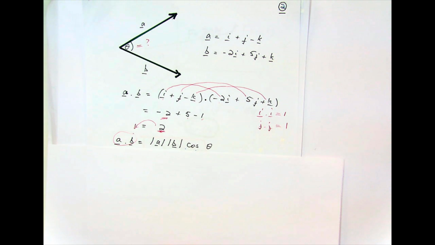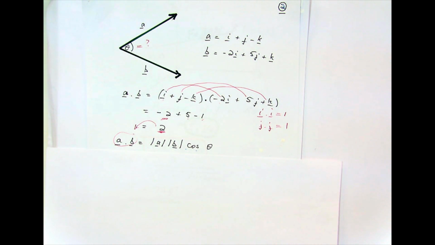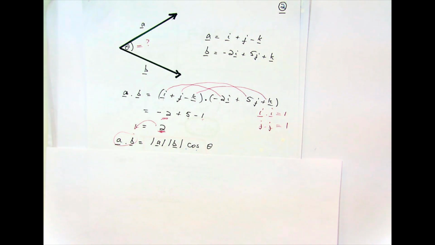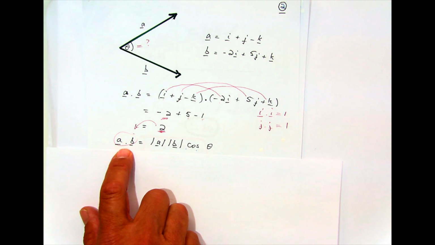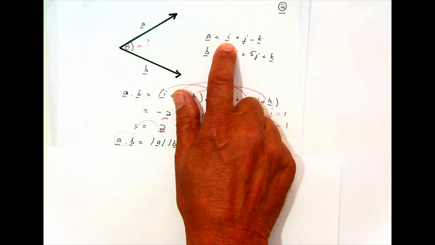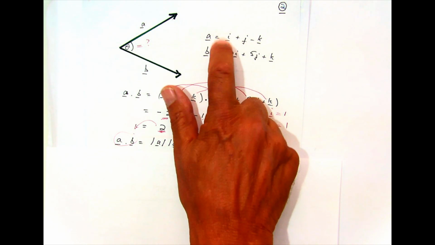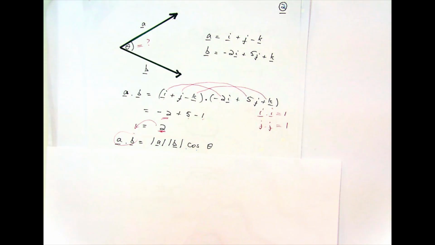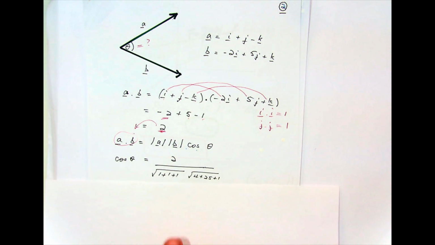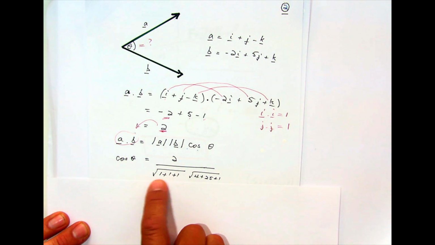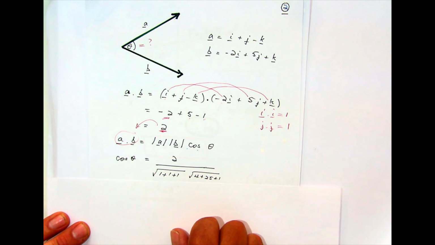So that means A dot B is 2, but A dot B is also the magnitude of A times the magnitude of B times the cosine of the angle. So now I have the left-hand side. It's easy to work out the magnitude of A. That would be 1 squared plus 1 squared plus 1 squared, square root. And that one will be 2 squared plus 5 squared plus 1 squared, square root of that. So you can work this out, and then you can get cos theta. Cos theta is then A dot B, which is 2, over the magnitude of A and the magnitude of B.